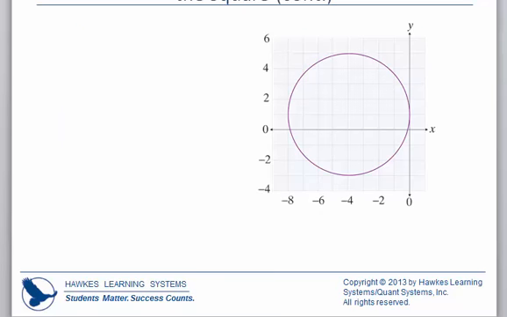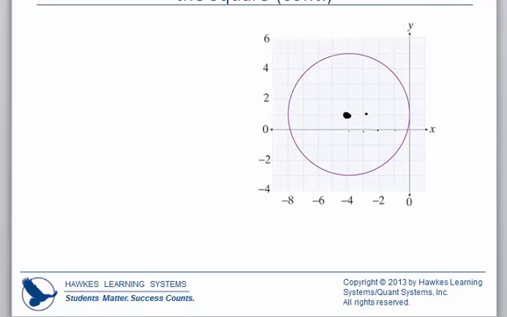So let's go draw our picture. So we have the center at -4, 1. So let's mark that off. -1, -2, -3, -4, and up 1. There's the center point. And we said the radius was 4.